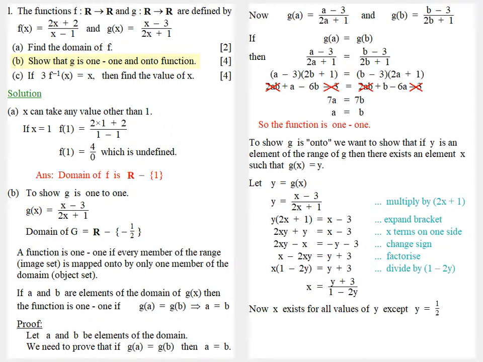Now, x exists for all values of y except y equals a half, because again we'll get the denominator equal to 0. So there is no element of R, the real numbers, that is mapped onto a half. So g is not onto unless its range is the real numbers minus the number a half, R minus the set containing a half.